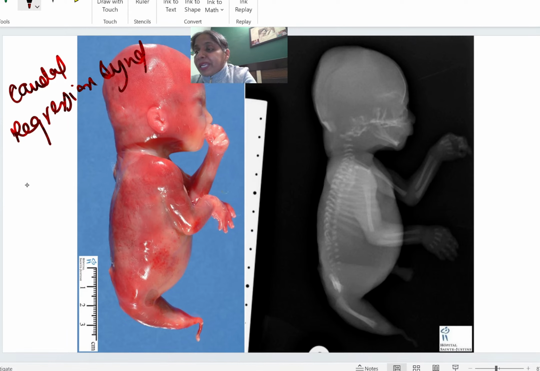Okay, please be energetic to write the answer. Which is the most specific anomaly? Yes, write down: sacral agenesis or caudal regression syndrome. One and the same thing.